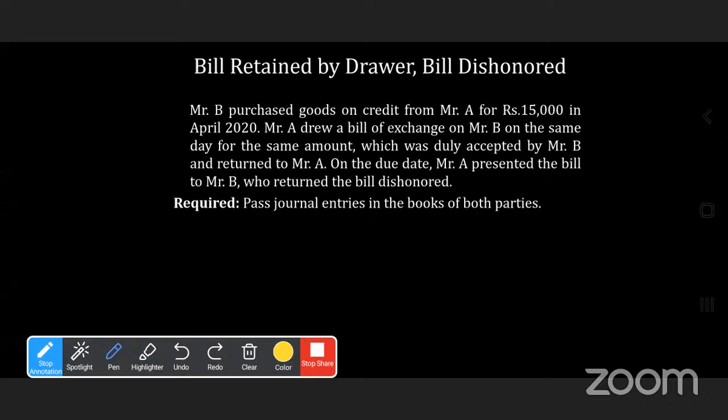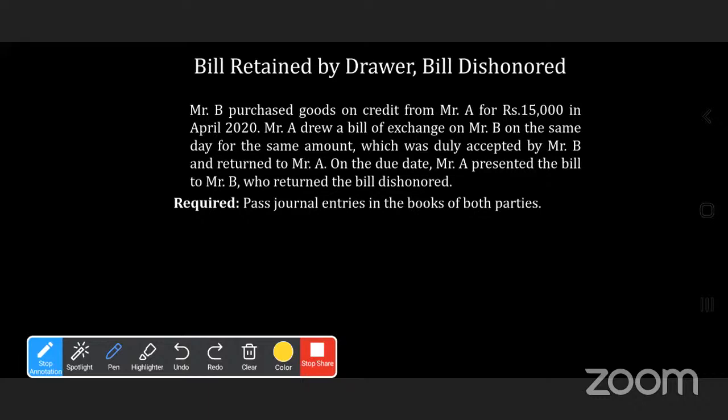So B purchased goods on credit from Mr. A. That means A has sold goods to Mr. B on credit. It is not a cash transaction. It is a credit transaction wherein B has not paid the amount for the purchase of goods on the same day. So A drew a bill of exchange on Mr. B on the same day for the same amount.